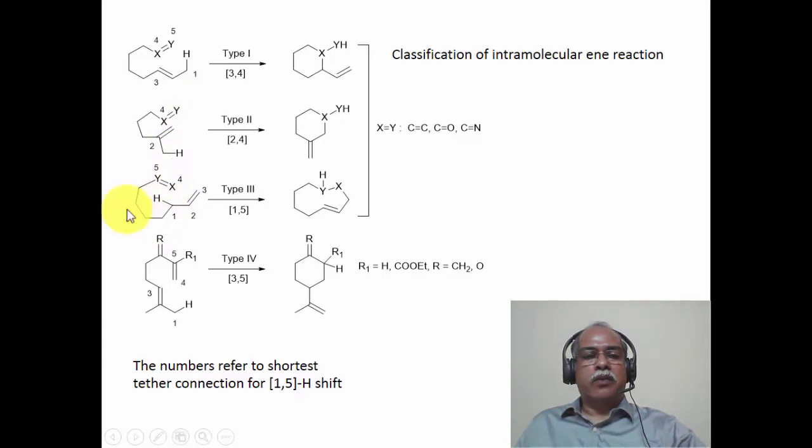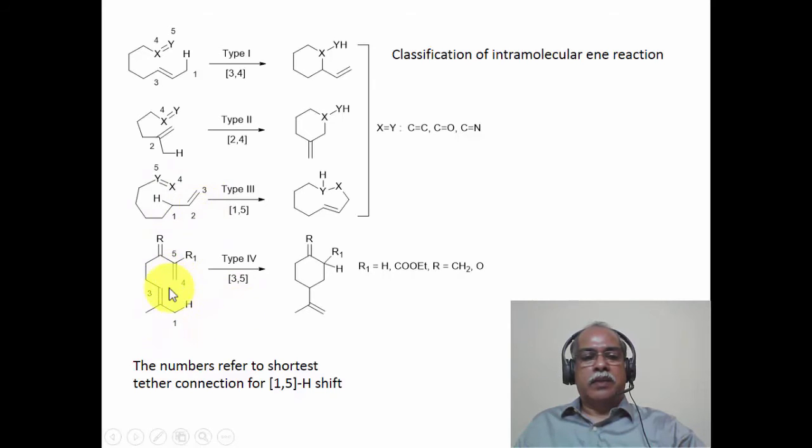Here if you look at this, this is a 1,5 system because the hydrogen is transferred onto the Y position here, atom Y, resulting in the formation of a Y-H bond. So this is the fifth atom of the cyclic transition state. The tethering group is attached to the fifth atom as well as the first carbon atom of the allylic system, which is the ene component here.